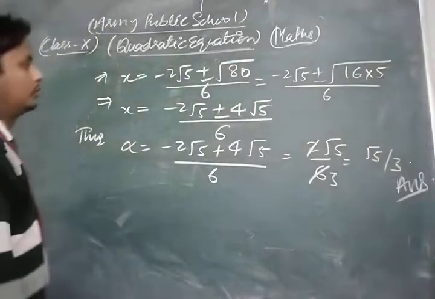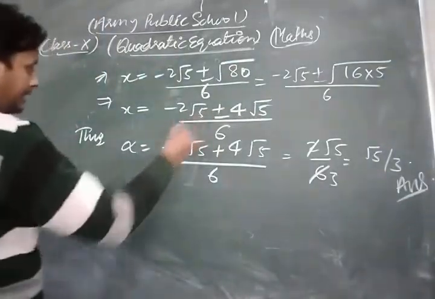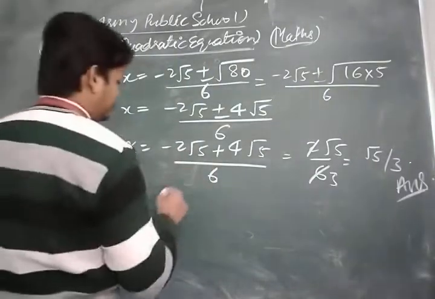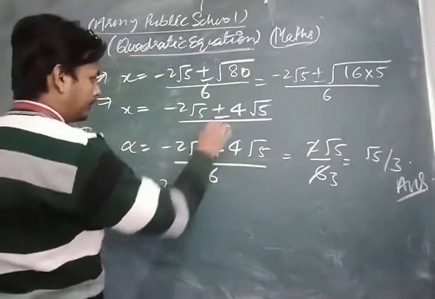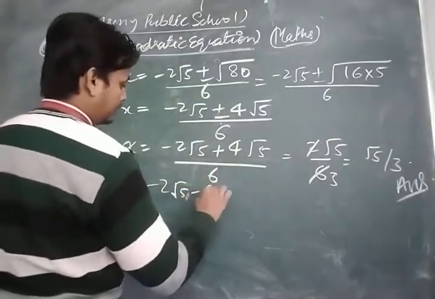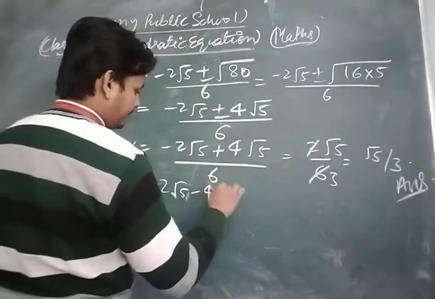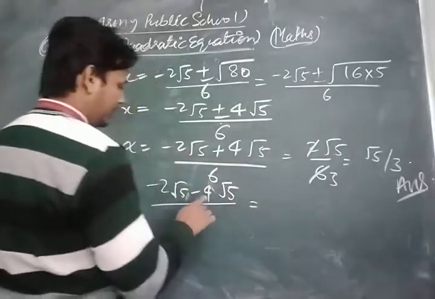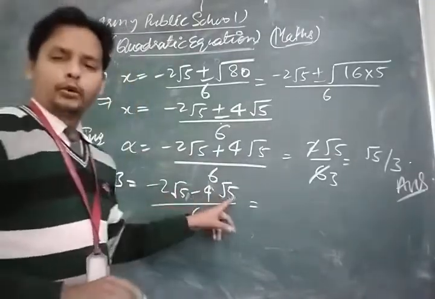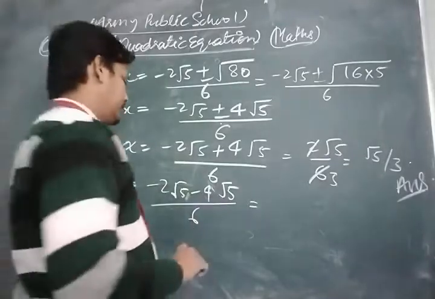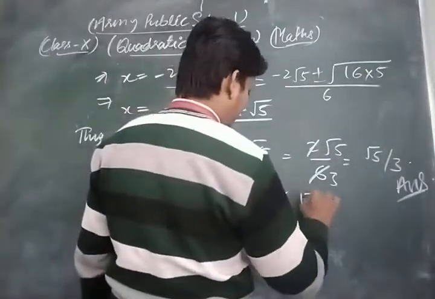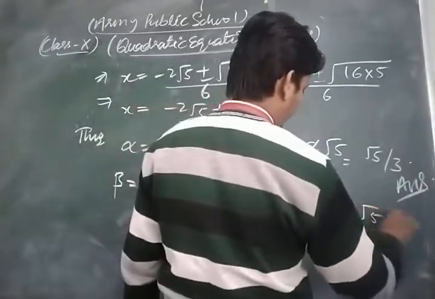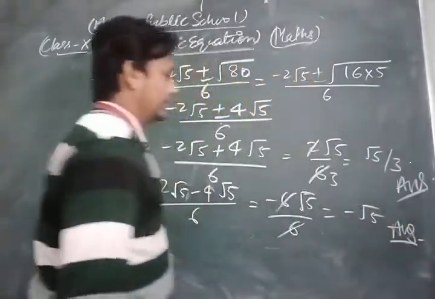Okay. Now the second one is when we take the negative sign, that is beta. What is the value of beta? Look, minus 2 root 5 minus 4 root 5 upon 6. Both are like terms now. So minus 4 minus 2, that is minus 6. So minus 6 root 5 upon 6, the 6s cancel each other. So what is the second root? Minus root 5. This is the required second solution.